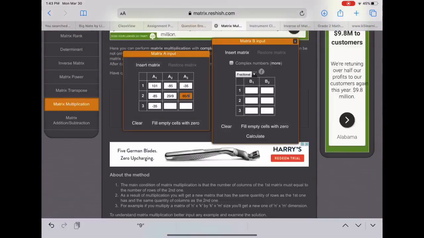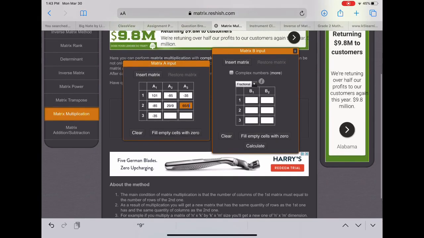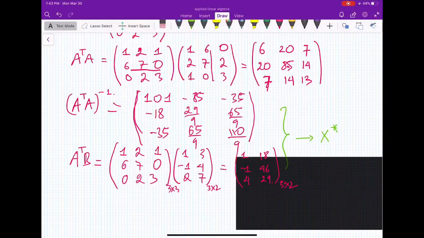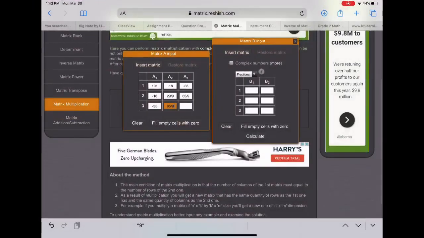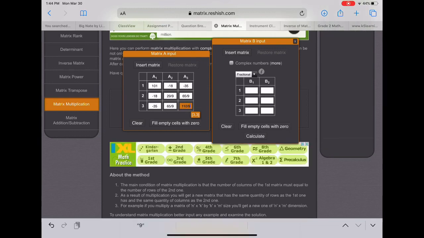So here I have negative 18. Yes, you see, I have negative 18 in here, not negative 85. It should be negative 18. Okay, and the last one, here should be 65 over 9, 65 over 9 and 110 over 9. 110 over 9. That is the matrix ATA inverse.